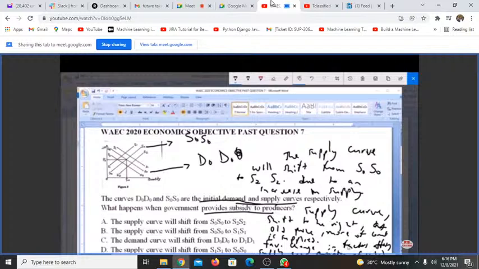So what happens is that once the government provides subsidy, the cost of production of this commodity will reduce, and hence the producers will be able to produce more of these products, due to this subsidy. And if they're able to produce more of the product, it means that the supply of the product in the market will increase, and that is why the curve will shift to the right, or shift from S0 S0, that is this one, to S2 S2. So as we have rightly established, the supply curve will.